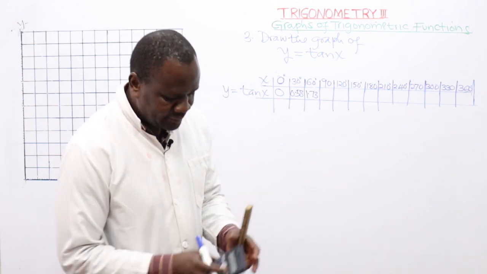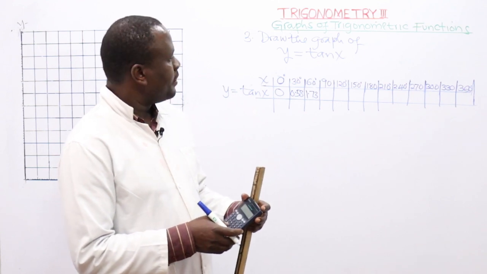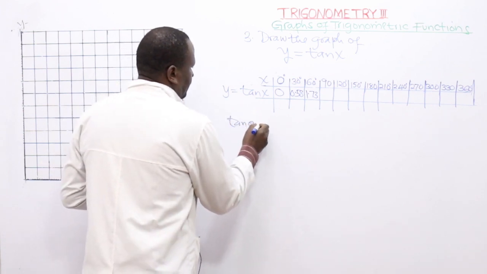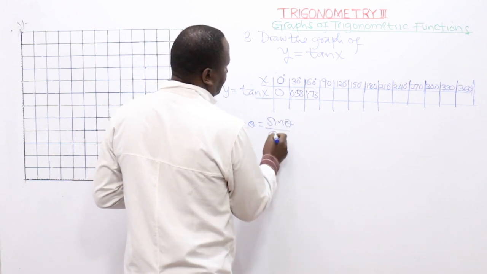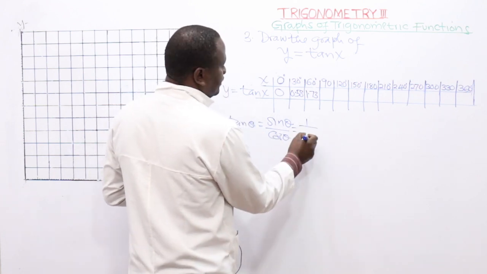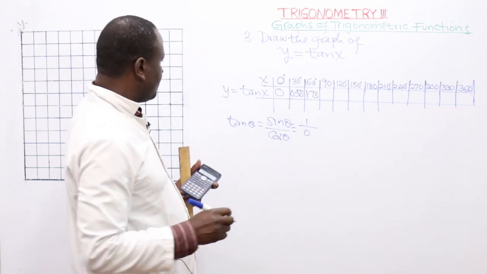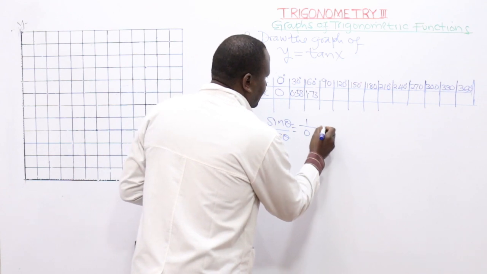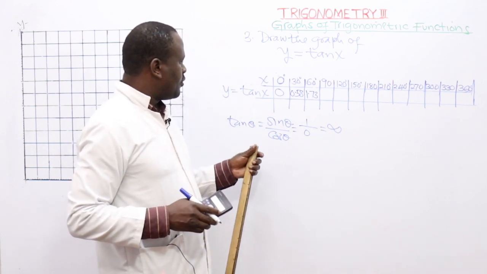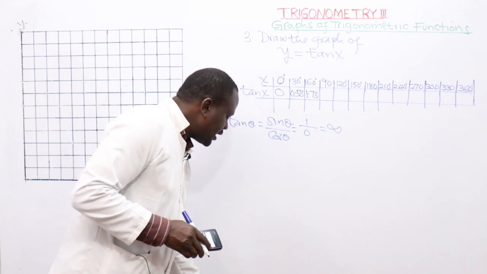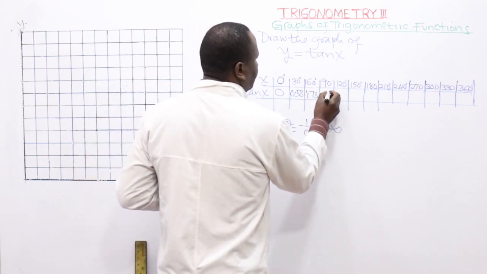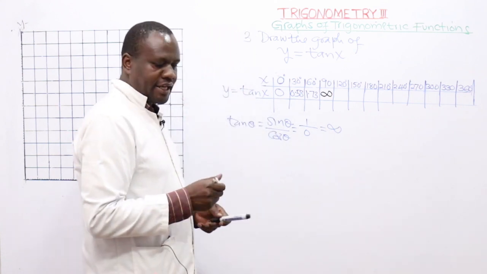Now, the tan of 90 does not exist. Let's see why it does not exist. Tan theta is sin theta over cos theta. The sine of 90 is 1. The cosine of 90 is 0. So you cannot divide a number by 0. So this gives us infinity. It gives us infinity because 1 over 0 does not exist. So this one is infinity. We write it using, even the calculator will not give you the answer.